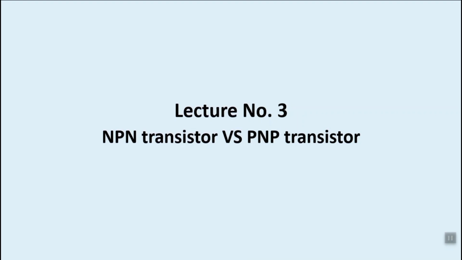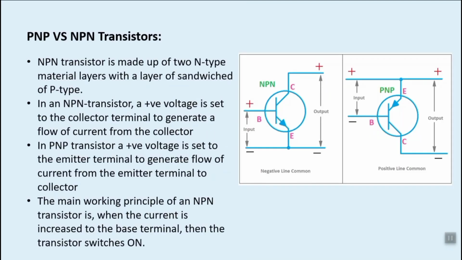NPN and PNP are two types of bipolar junction transistors, BJTs. In today's lecture, we'll discuss the difference between NPN and PNP transistor. The main difference between NPN and PNP transistor is that NPN transistor is made up of two N-type material layers with a layer of P-type sandwiched, while PNP transistor is made up of two P-type and one N-type material.